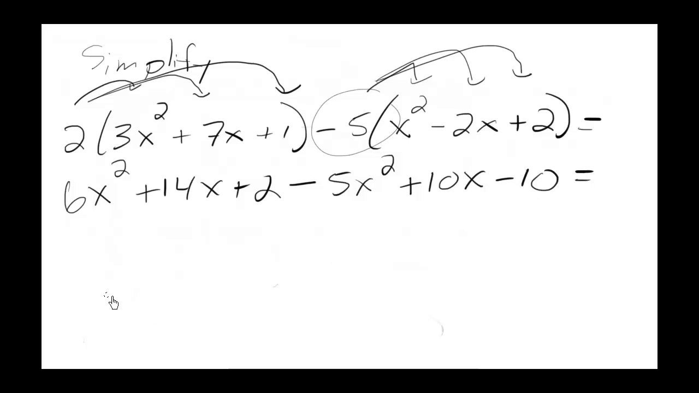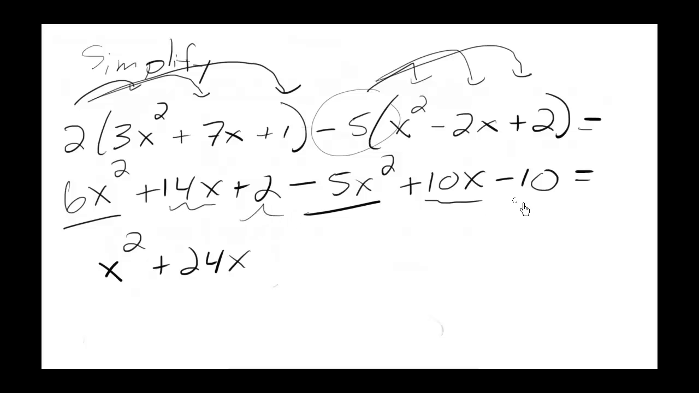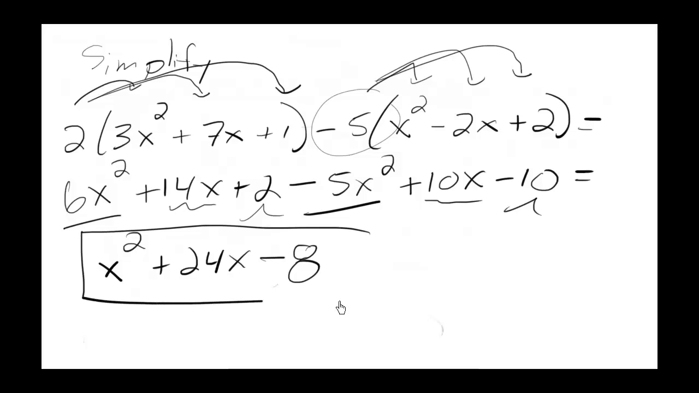And now like term time. So 6x squared, and I take 5x squared away, leaves me 1x squared. I got 14x's plus 10x's, gives me plus 24x. And constant terms, 2 minus 10 is minus 8. And that is how to add or subtract polynomials. Next video, multiplying polynomials together.